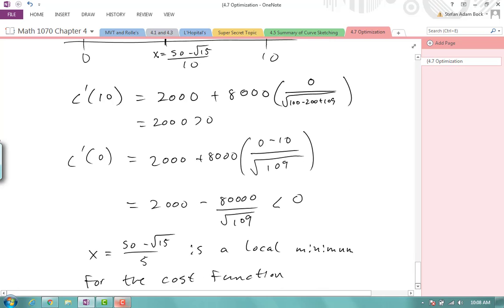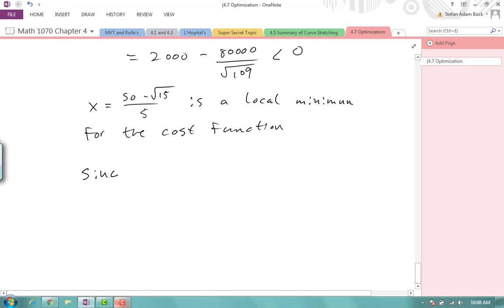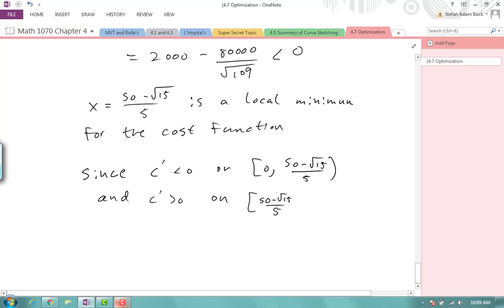my critical point. So, since c prime is less than 0 on 0 to (50 minus the square root of 15) over 5, and c prime is bigger than 0 on (50 minus the square root of 15) over 5 up to 10, this number must be the absolute minimum.